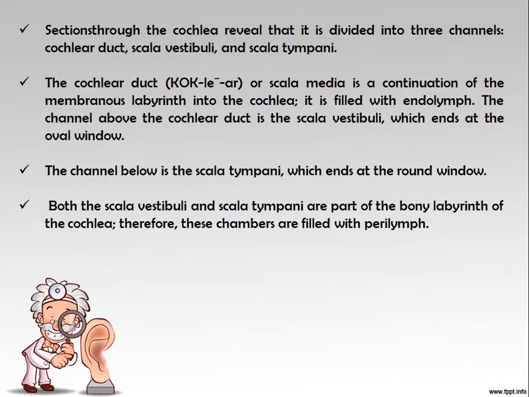The channel above the cochlear duct is the scala vestibuli, which ends at the oval window, and the channel below is the scala tympani, which ends at the round window. Both the scala vestibuli and the scala tympani are part of the bony labyrinth of the cochlea. Therefore, these chambers are filled with perilymph.